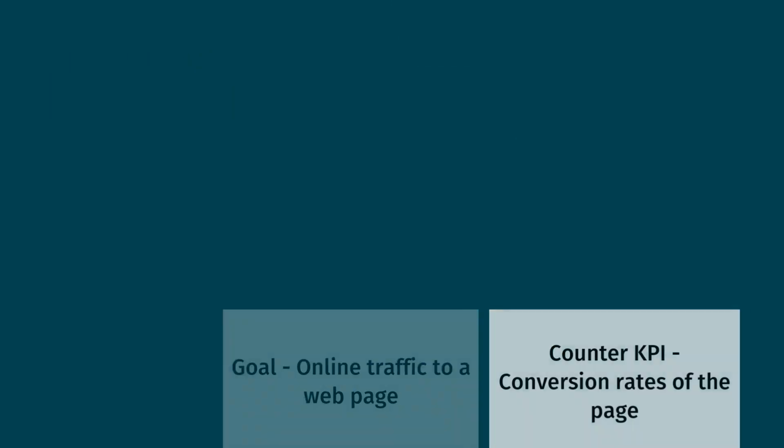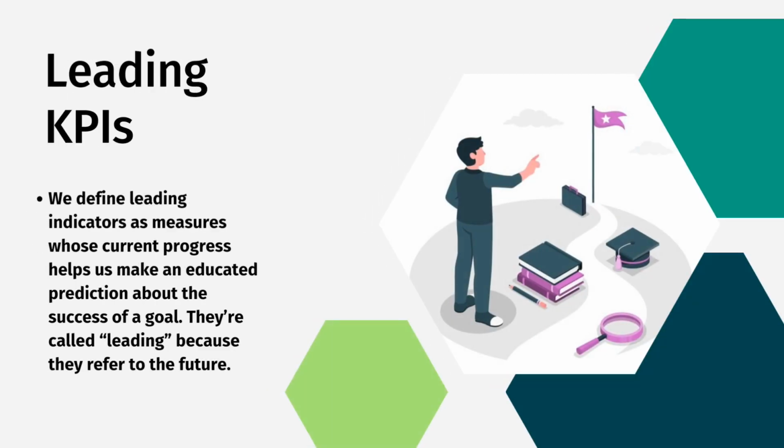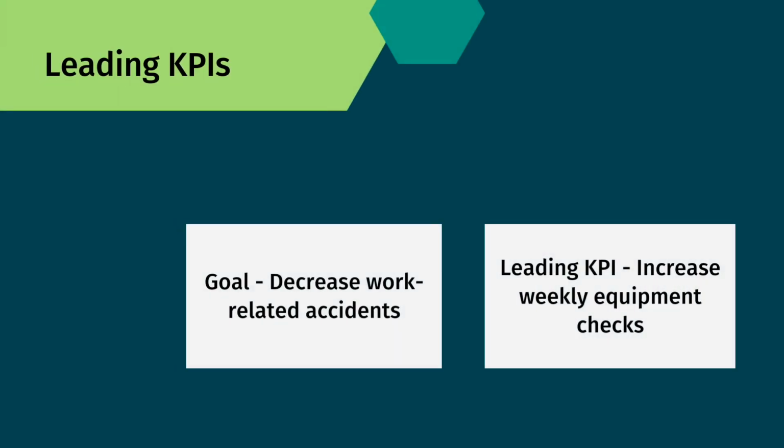Now let's see leading KPIs. These measure whose current progress helps us make an educated prediction about the success of a goal. They are called leading because they refer to the future. For example, if the goal is to decrease work-related accidents, so the leading KPI would be to increase weekly equipment checks.